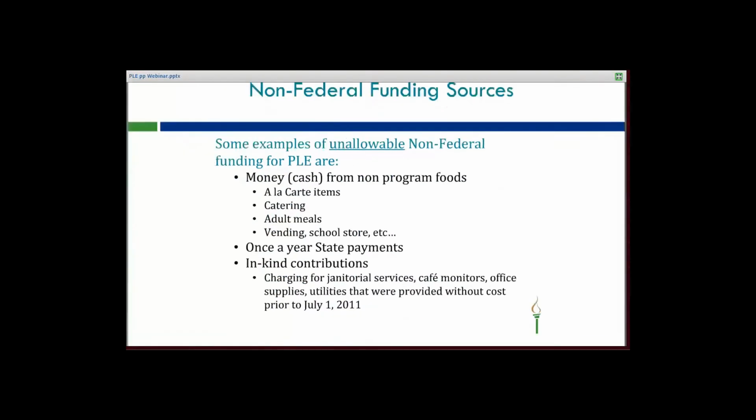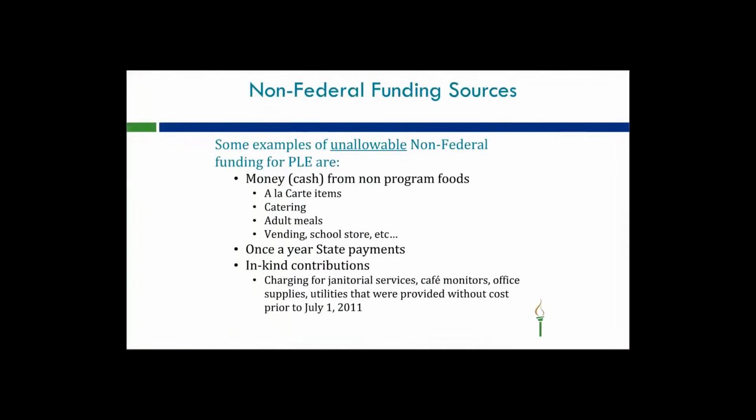Some examples of unallowable non-federal funding for the paid lunch equity are money, cash, from non-program foods such as a la carte items, catering, adult meals, vending, school stores, etc. Once-a-year state payments are unallowable non-federal funding sources. And the in-kind contributions, so charging for janitorial services, cafe monitors, office supplies, utilities that were provided without cost prior to July 1st of 2011.